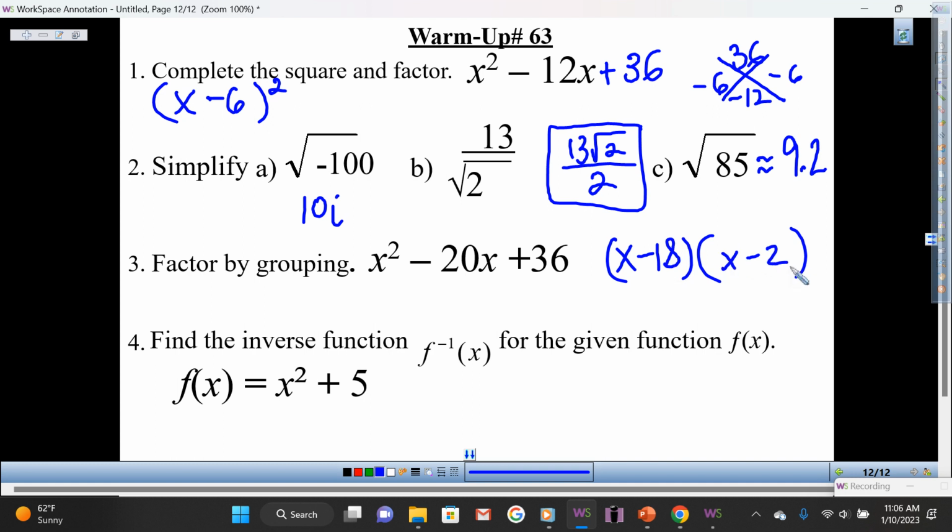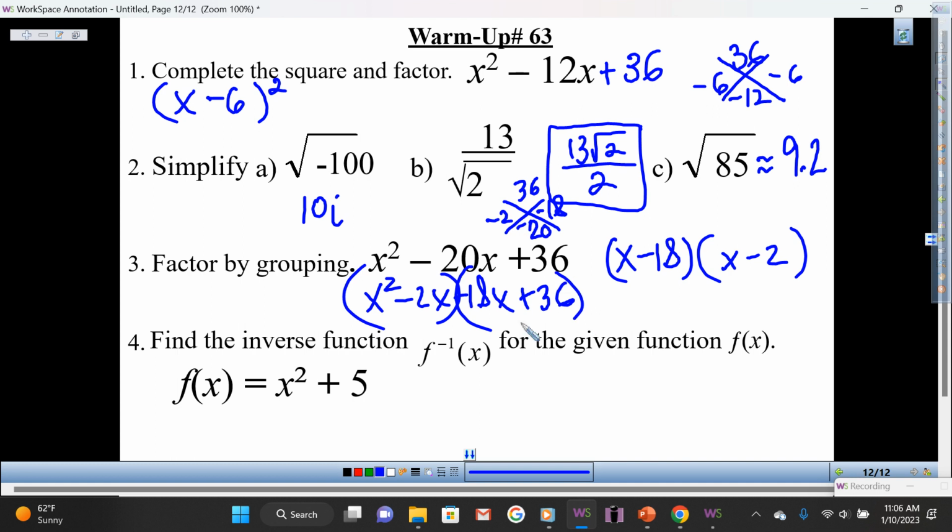That is correct. So to get there, remember you need to factor first. 36, negative 20. And that was negative 2, negative 18. Then you rewrite this, negative 2x, negative 18x, plus 36. And then you group, and so on and so forth. All right? Next. Let's go to the last one.